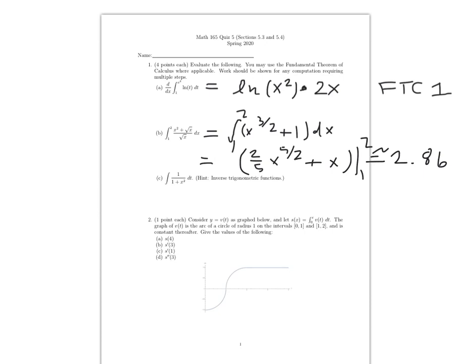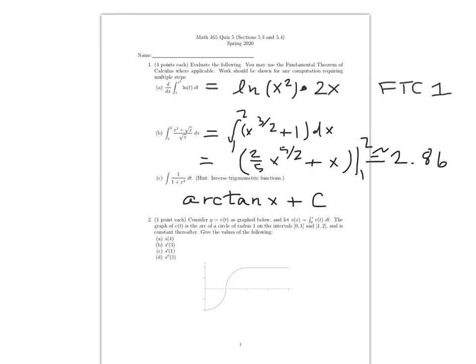Okay, now in part C, we're asked to compute an indefinite integral. So our answer, instead of being a number, is going to be just a general antiderivative of 1 over 1 plus x squared. And we might remember, say from section 4.9, that arctangent of x is an antiderivative of 1 over 1 plus x squared. So to get the general antiderivative, I just take arctangent of x plus c. Okay, so that's problem number 1.